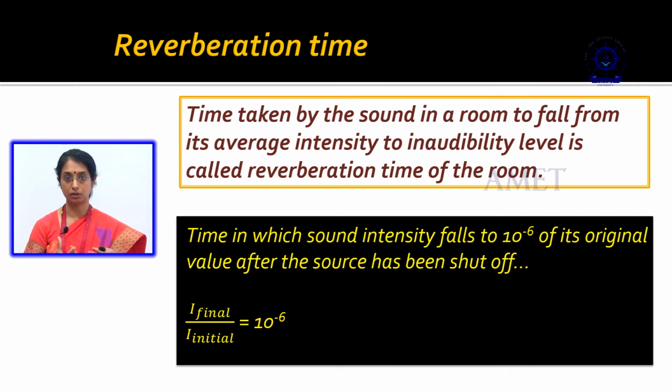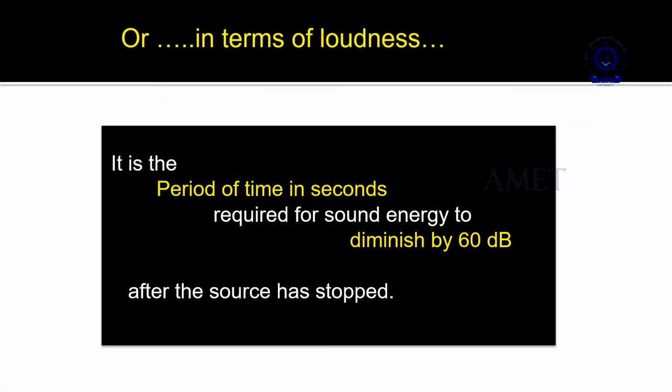For example, you speak a word, and the time taken for that particular word to completely die out is called the reverberation time. It is also given as the ratio between the final sound intensity to the initial sound intensity, which has to be 10 to the power minus 6. So, reverberation time can also be calculated in terms of its loudness. You can also say reverberation time is the time taken for the sound energy to diminish by 60 decibels after the source has stopped. So, in terms of loudness also we can calculate the reverberation time.